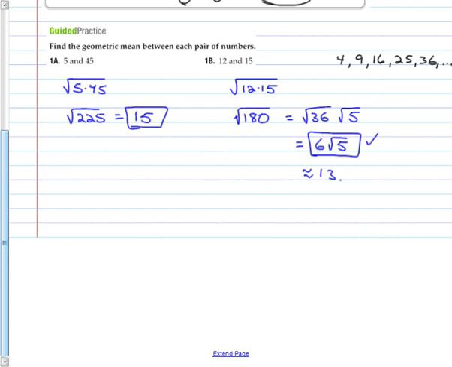Use a calculator. 13 point... goes to 14? 41. Oh, sorry, didn't understand. 13.4, approximately.